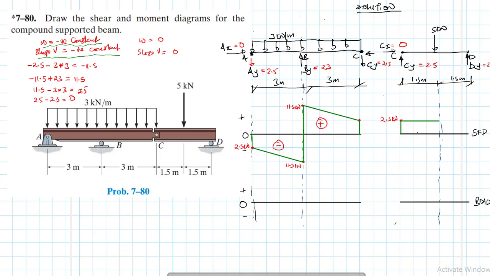And then immediately it reaches the point where we have 5, we are going to have a change of behavior there. So we have a 2.5, then minus 5, which gives us a negative 2.5. So we're going to have a drop from this point down by 2.5 up to there, right?